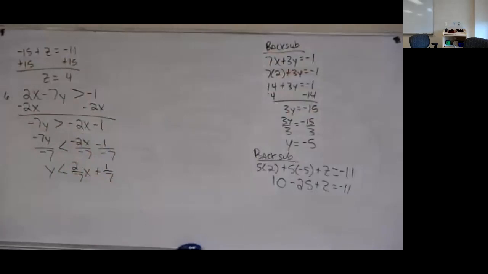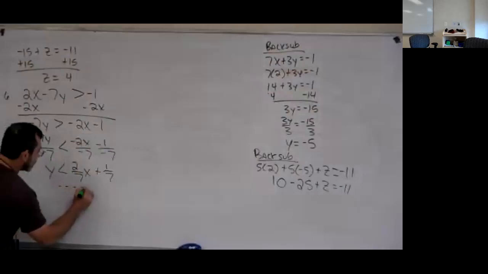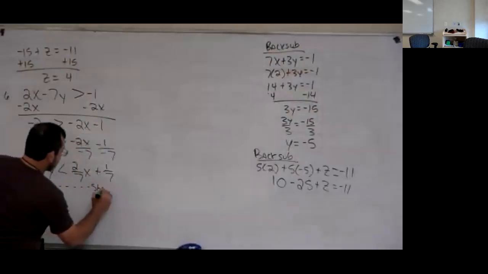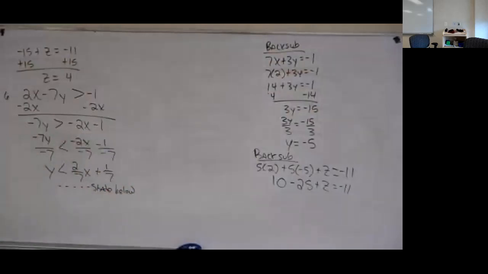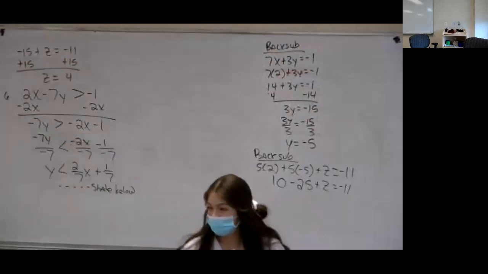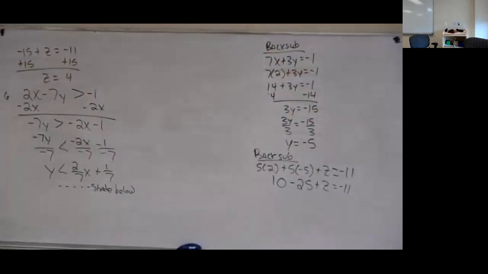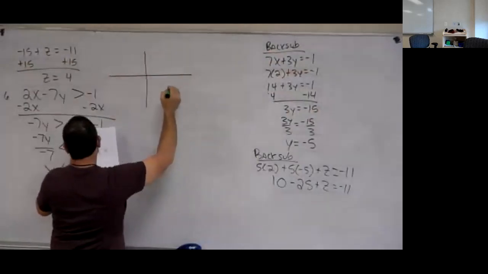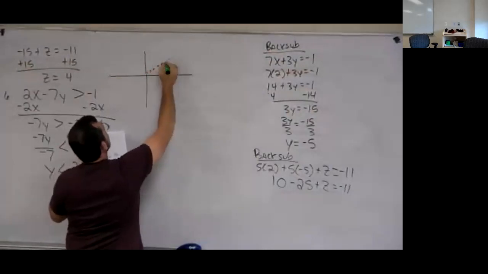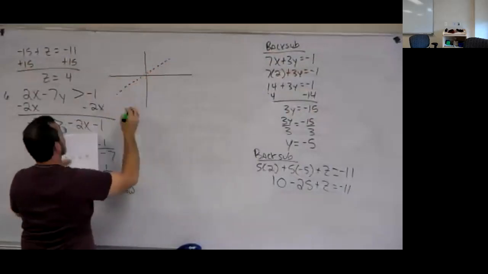Now what's nice, they've already got it graphed. But remember, that's a less than, so it's going to be a dotted line. And I'm going to shade below. Okay. So there you go. Get one ahead on that. And then it's shaded below.